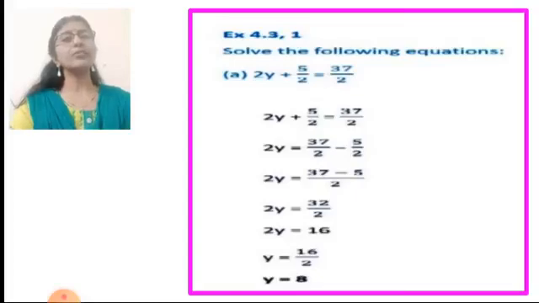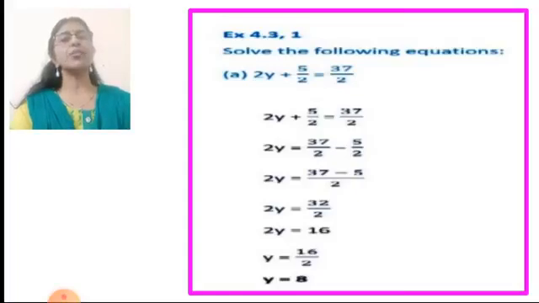Now we are going to reduce these two numbers, 32 divided by 2, because you know 16 2s are 32. So we will write 2y is equal to 16. Now to get the variable y, we have to divide both the sides by 2, because 2 is multiplied by y. So we'll divide both the sides of the equation by 2.